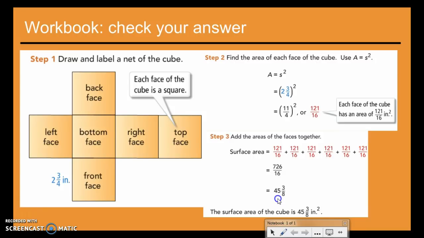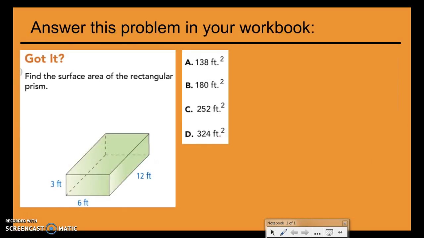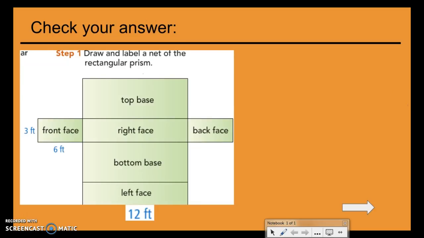Again, guys, the most important thing is to write down each step and follow each step the best you can. Find the surface area of the rectangular prism. Okay, so this is where it's going to be a little bit more difficult to do. But again, you're going to draw your net first, and then this is what it should look like.